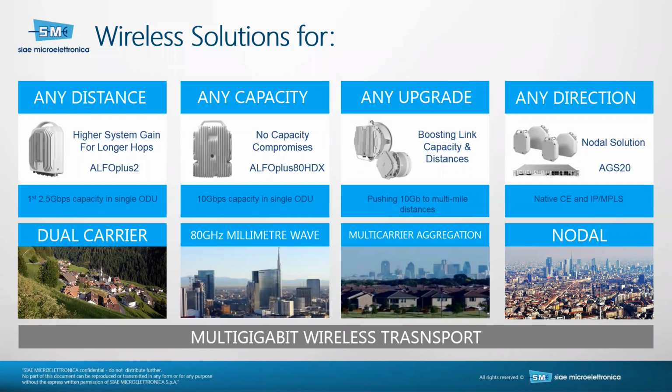Okay. So as mentioned, we just focus really on licensed microwave. So you won't find any multi-point stuff or 5.8 stuff or 2.4, 60 gig stuff's not in the catalog. We do have one unlicensed radio. We'll talk about that on the subsequent slides. But really, we have licensed wireless solutions for any distance, capacity, upgrade, and direction. We've got point-to-point links. We've got nodal solutions, things like that. We'll really focus on the microwave in this presentation.